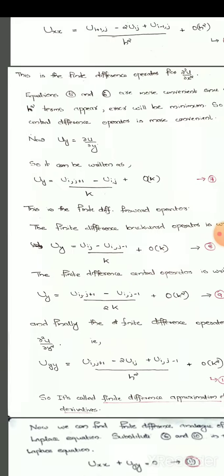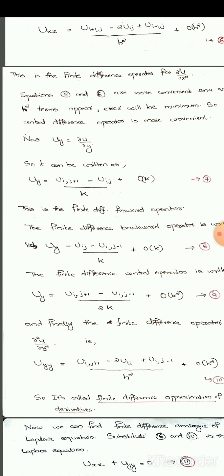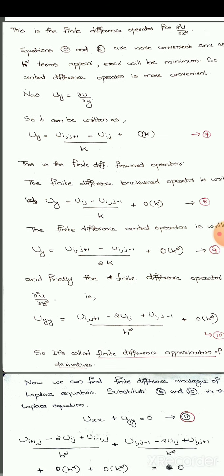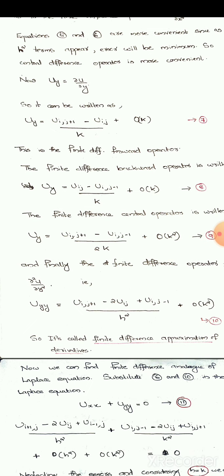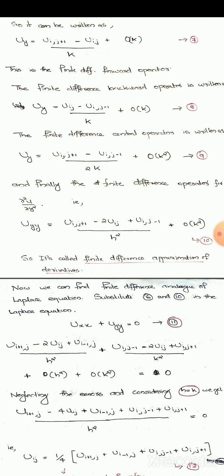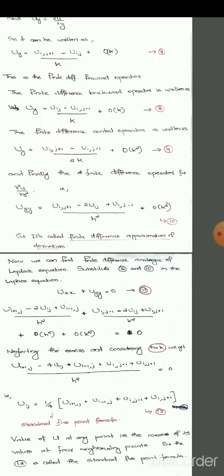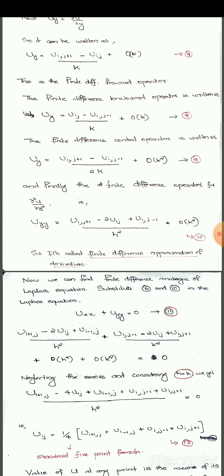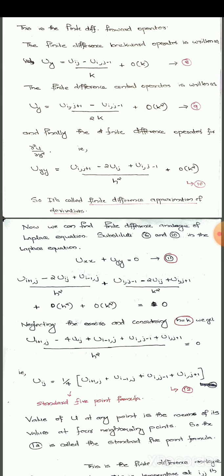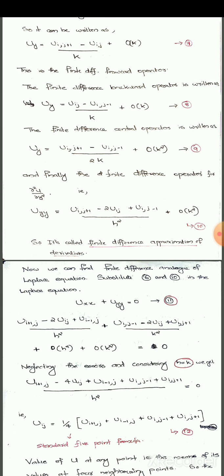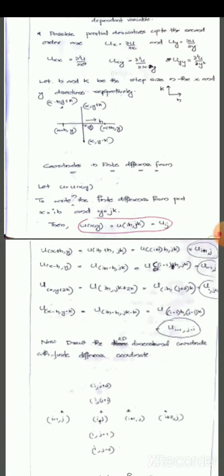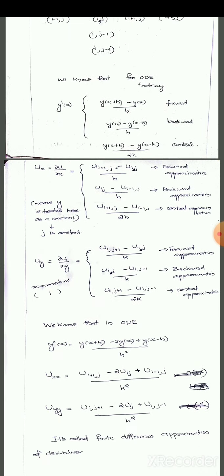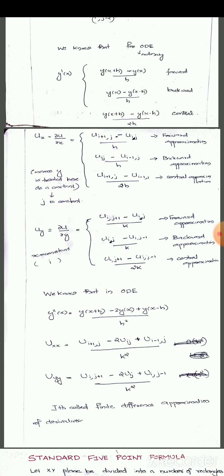By the same method, we can also find uy, with the forward difference represented as equation number 7, the backward as equation number 8, the central as equation number 9, and uyy as equation number 10. So uyy means ∂²u/∂y². So these are called the finite difference approximations of derivatives. We can simplify it as follows. We here do not consider the error terms.